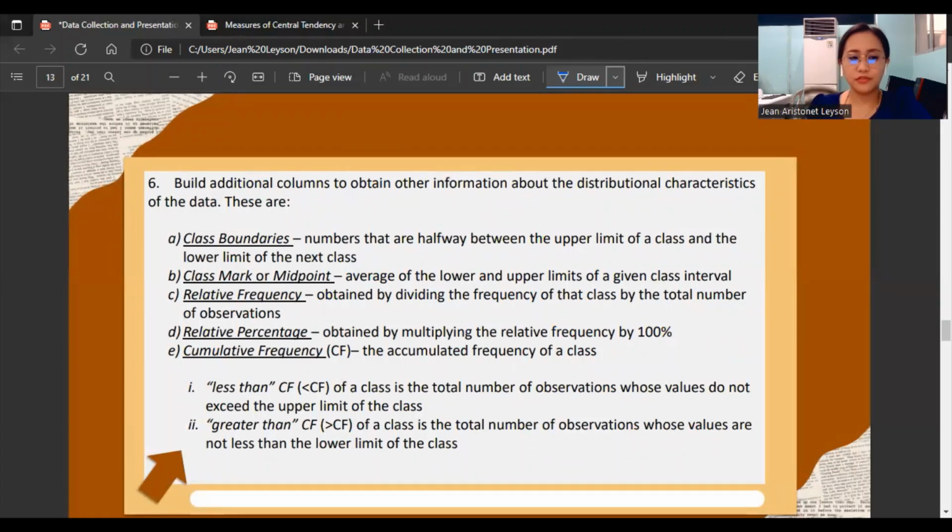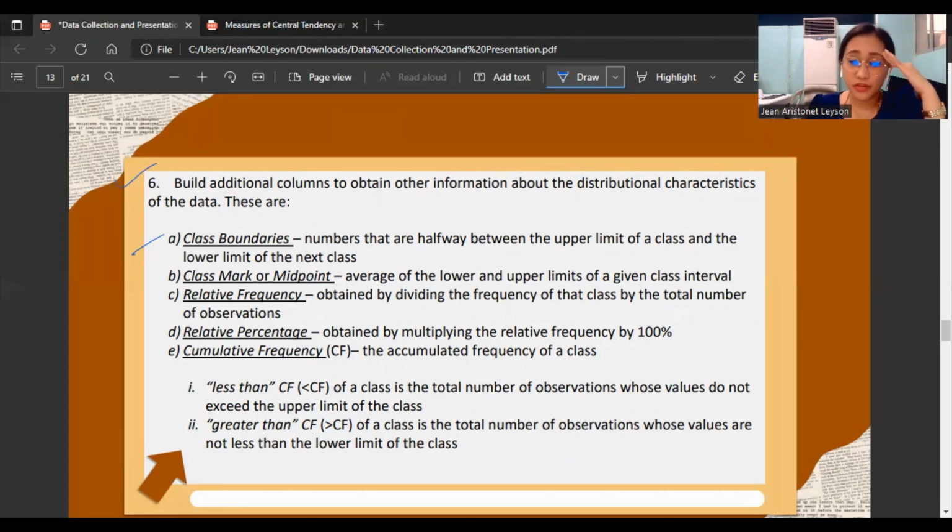Next, we have step number 6, build additional columns to obtain other information about the distributional characteristics of the data. So these are the additional columns. So first column will be your classes. Second column will be the frequency. Next, we will be having the CB or the class boundary. So numbers that are halfway between the upper limit of a class and the lower limit of the next class.